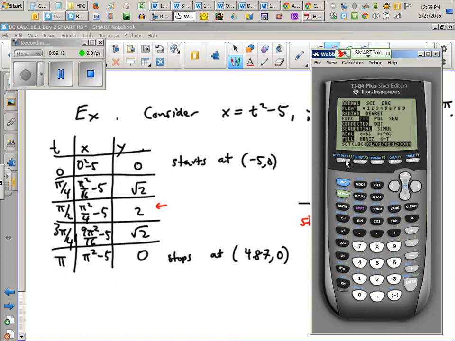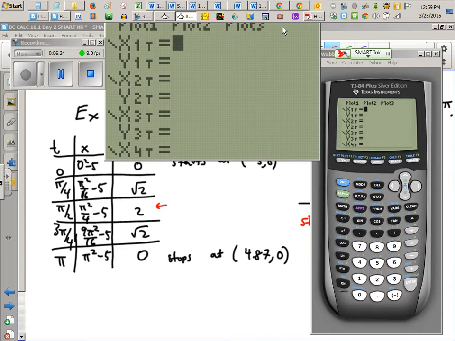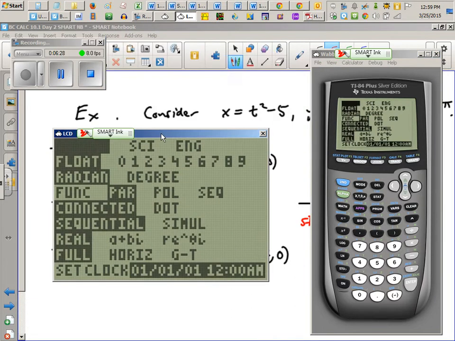Okay, now you'll notice when you press y equals, it doesn't say y1, y2 anymore. It says x1t, y1t, etc. I'll enlarge it here so you can see it better. What are those hash marks? What's that? The hash marks.